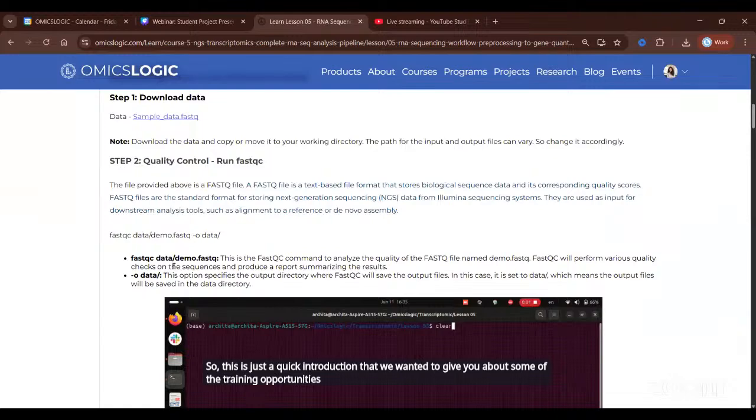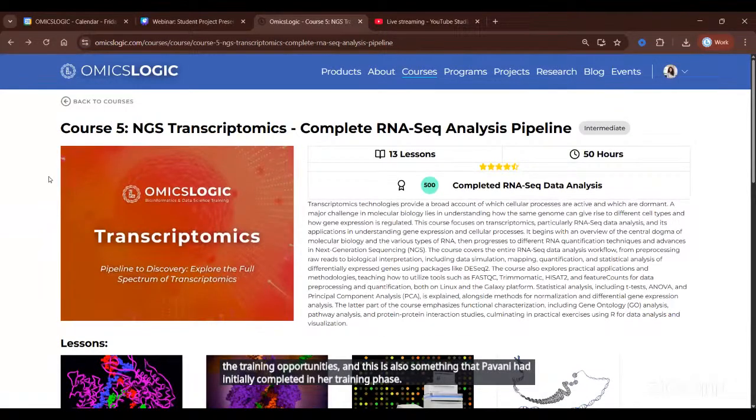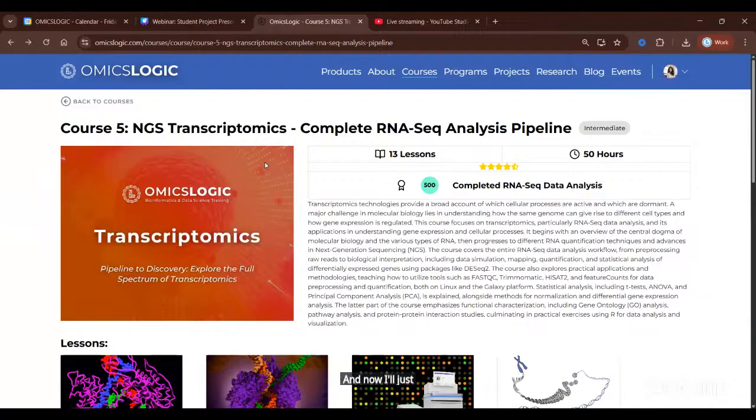And this is also something that Pavani had initially completed in her training phase. And now I'll just pass over the stage to Pavani to briefly introduce herself and also talk a little bit about her learning journey from transitioning from a biochemistry background to bioinformatics. Over to you, Pavani.